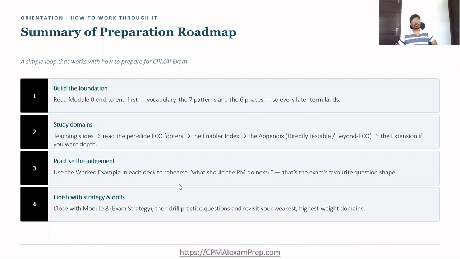Finally, you should spend time on exam strategy, looking at how to recognize question styles, avoid common traps, eliminate incorrect options, and manage your time effectively. This flow ensures you are not just memorizing the content but actually preparing to apply the methodology in a way that sets you up for success in the exam.